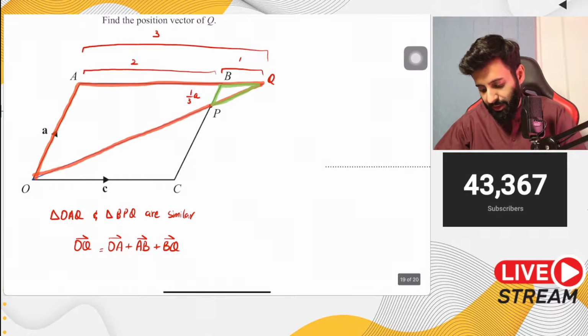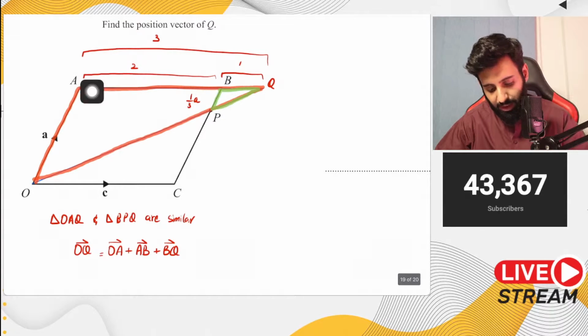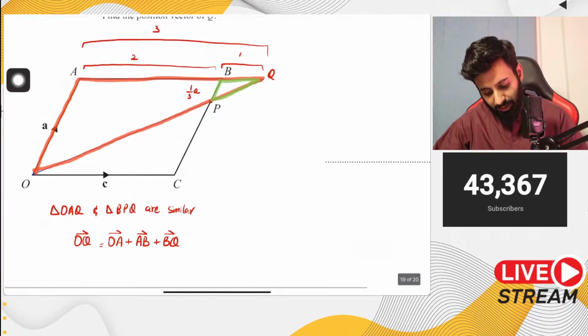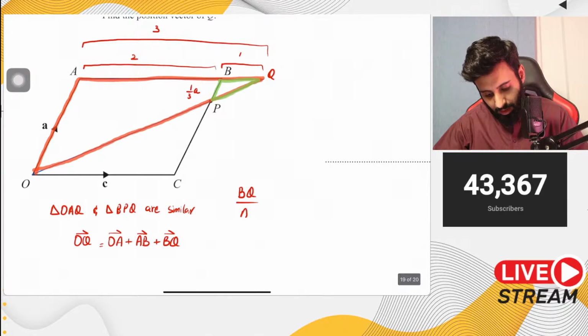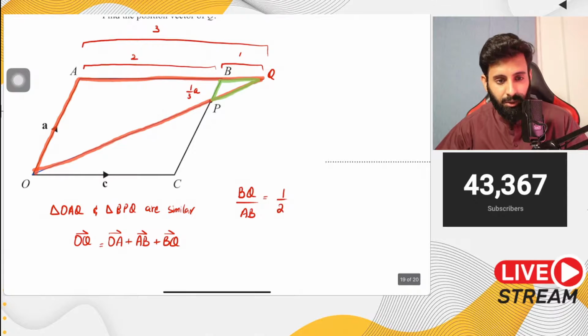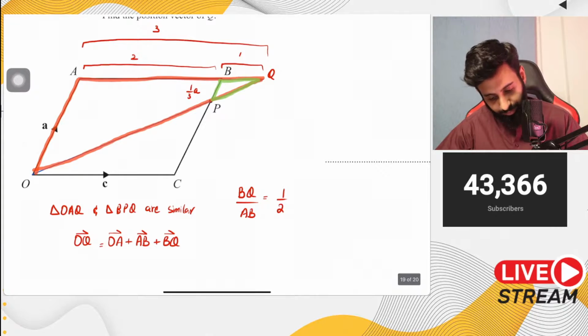Okay, so I'll explain this again. Basically, this is 1/3 of it, this is A. So that means they're similar in the ratio 1:3. So if this length of the smaller triangle is 1 part, this same length of the larger triangle is 2 parts. What does that mean? That basically means that BQ and AB are in the ratio 1:2. Now through that, I can find out BQ.